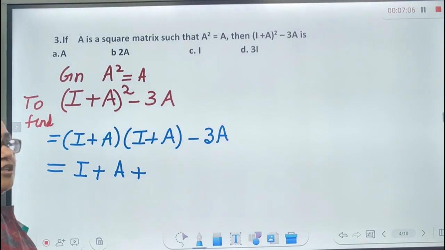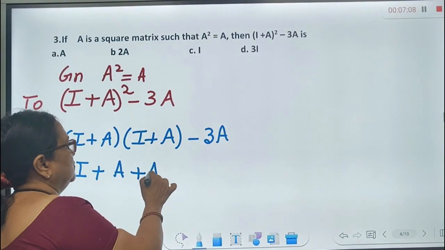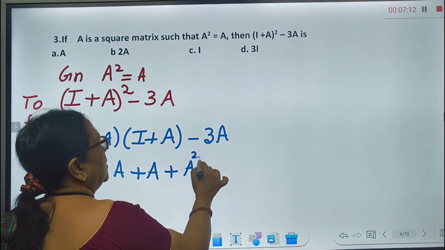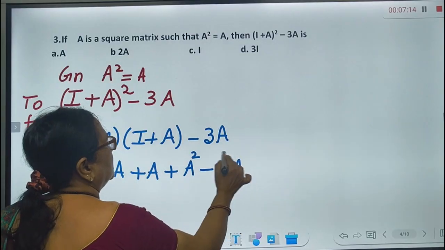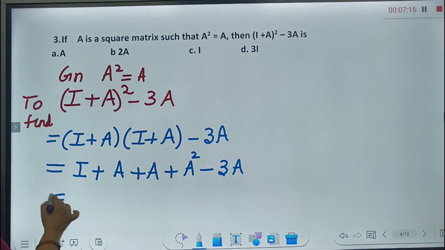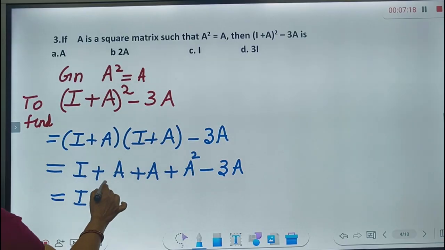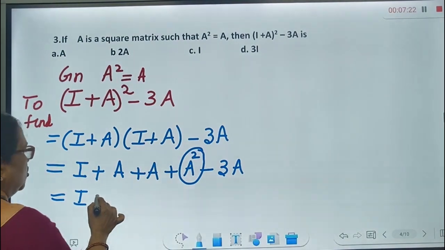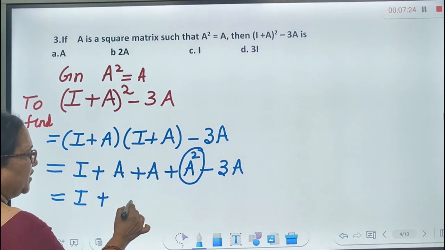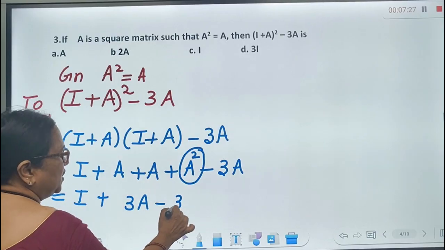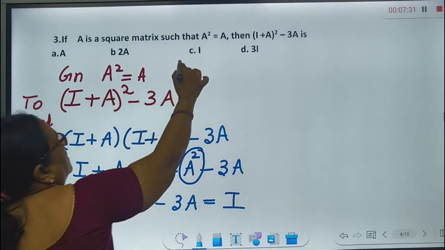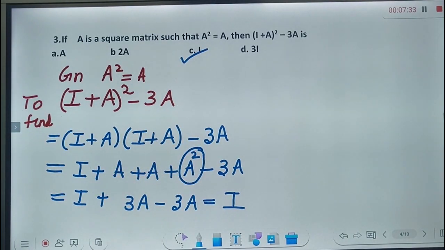IA is also A. Plus A into A is A square minus 3A. This is I. Now what is A square? A square is A. So you get A plus A plus A, 3A minus 3A, which is I. So the correct answer is C, which is I.